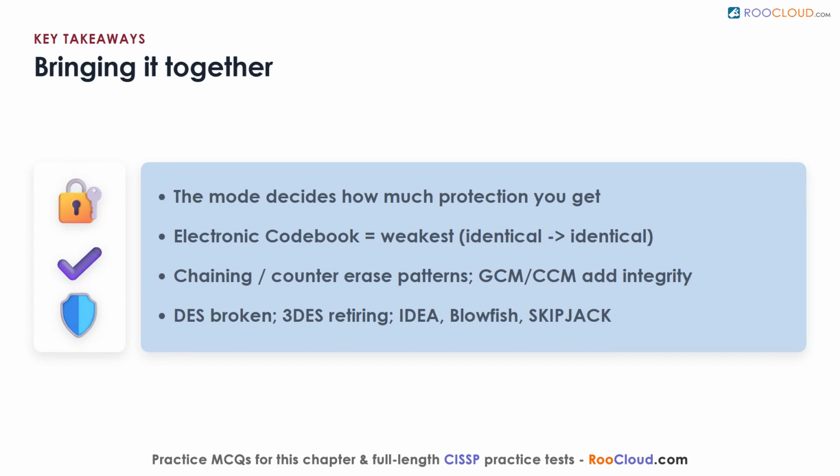Among older algorithms, DES is broken, triple DES is being retired, and the International Data Encryption algorithm, Blowfish, and Skipjack each carry their own signature traits. Keep these ready as we finish the algorithm lineup next.